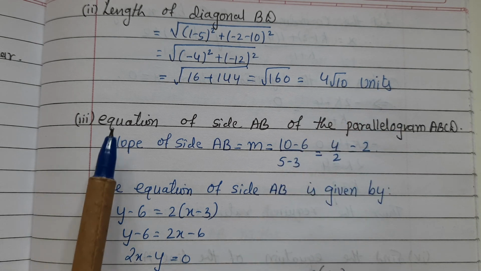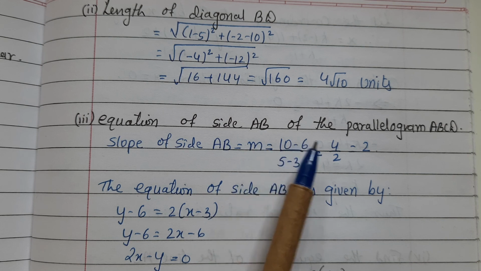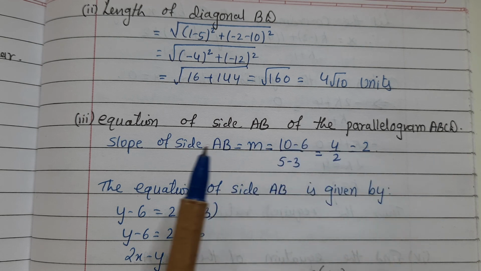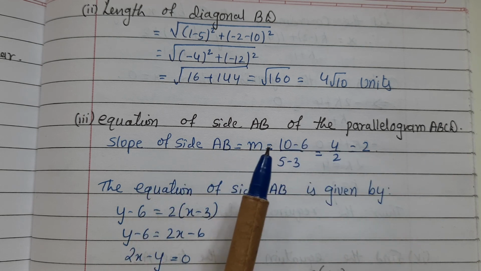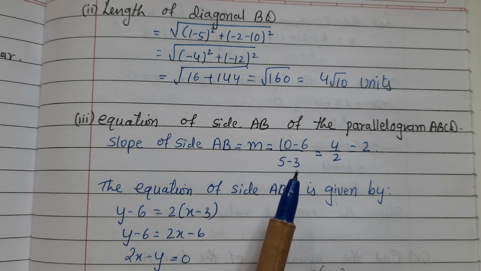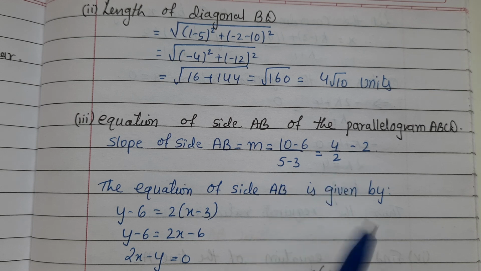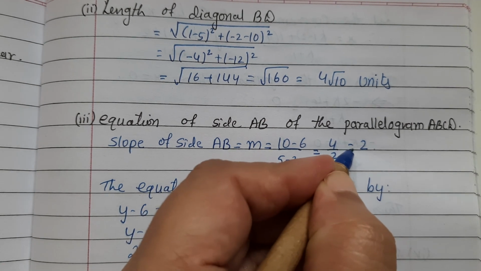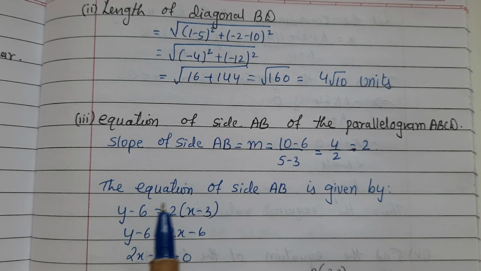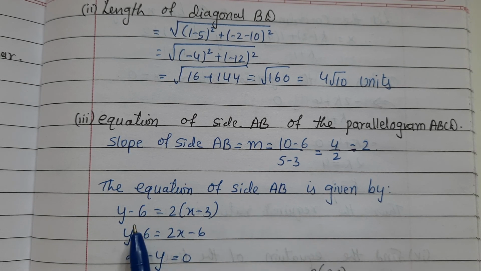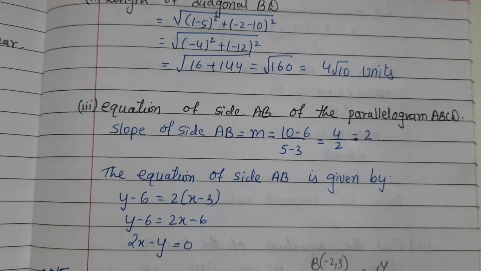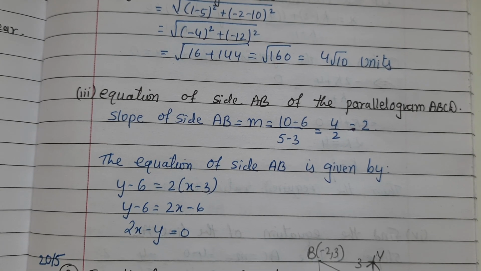Part 3. Equation of side AB of parallelogram ABCD. Slope of side AB equal to m equal to 10 minus 6 upon 5 minus 3 equal to 4 upon 2 equal to 2. The equation of line AB is given by y minus 6 equal to 2 into x minus 3. y minus 6 equal to 2x minus 6. 2x minus y equal to 0.